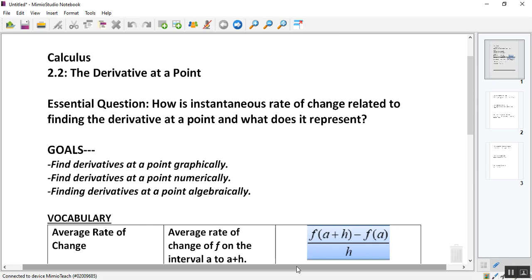So in order to answer this question, we're going to look at finding derivatives at a point. How? Graphically. And we're probably going to use what for that? Decimals. Yeah, because we like decimals, right?